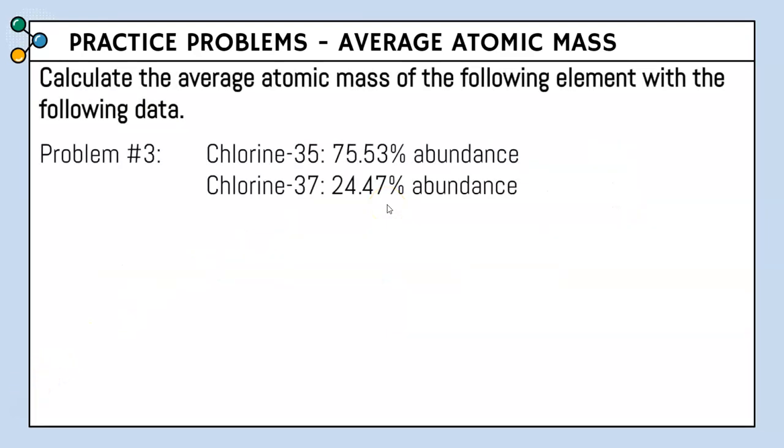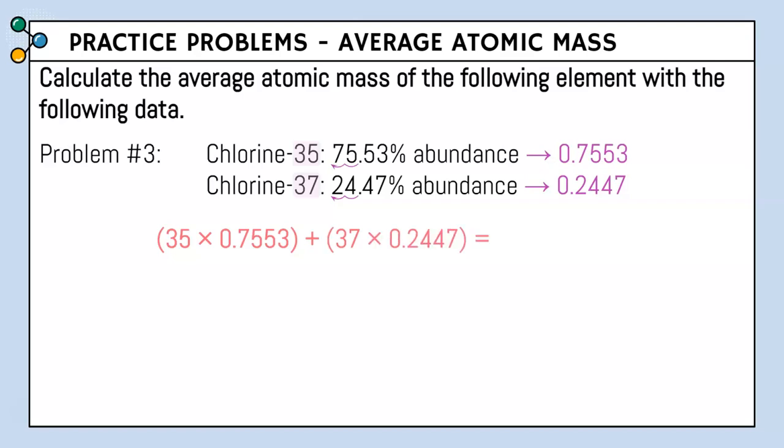We have 2 data points for chlorine. So our first isotope mass is 35. Converting our percentage to decimals, move twice to the left or divide by 100, we get 0.7553. We have another isotope. That mass is 37. Converting that percentage to decimals, we can either move twice to the left or divide by 100. We get 0.2447. And we get 35.4894 AMU.